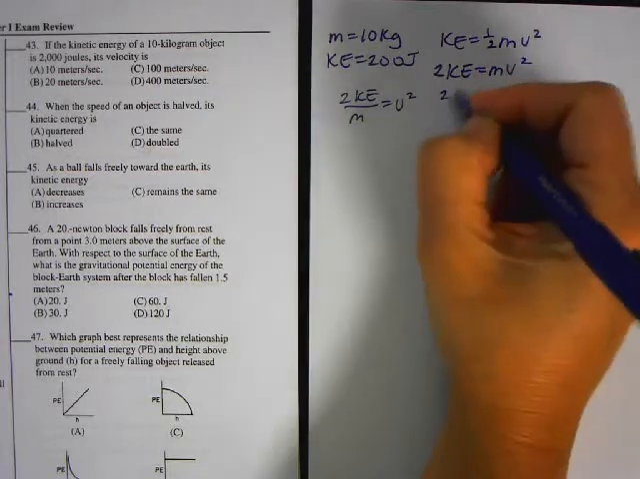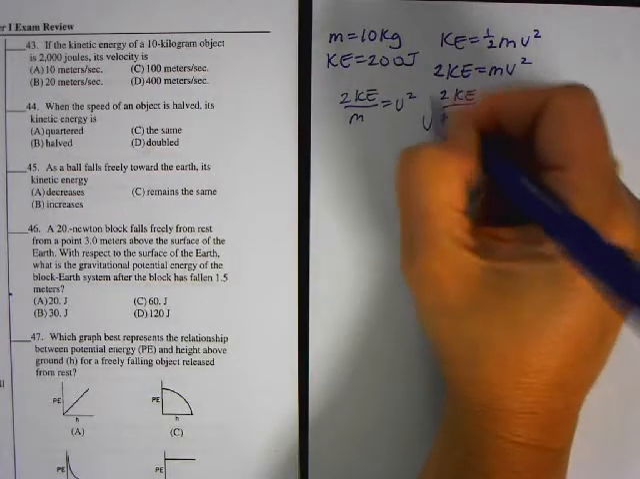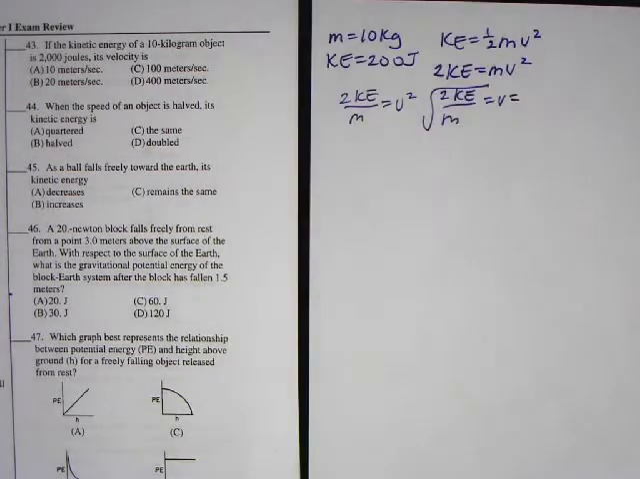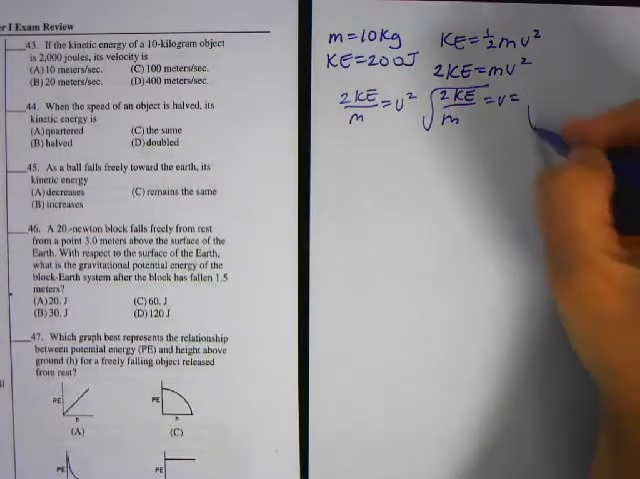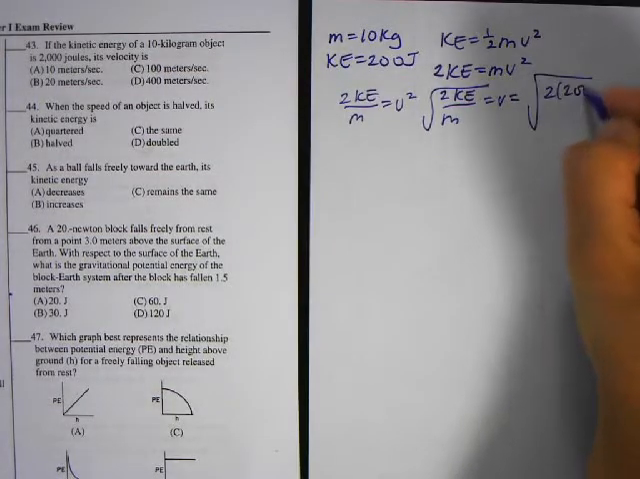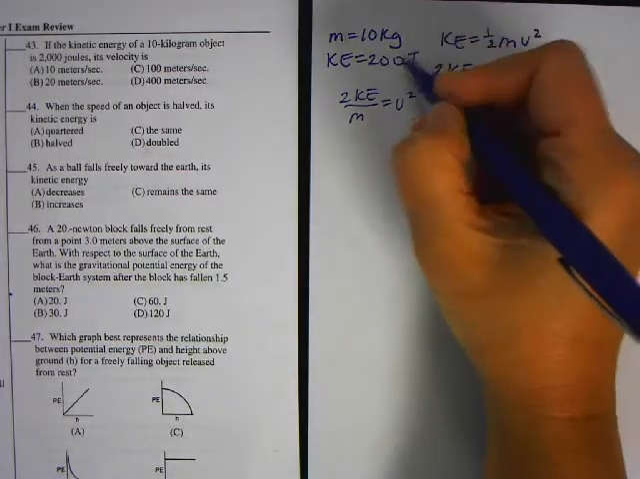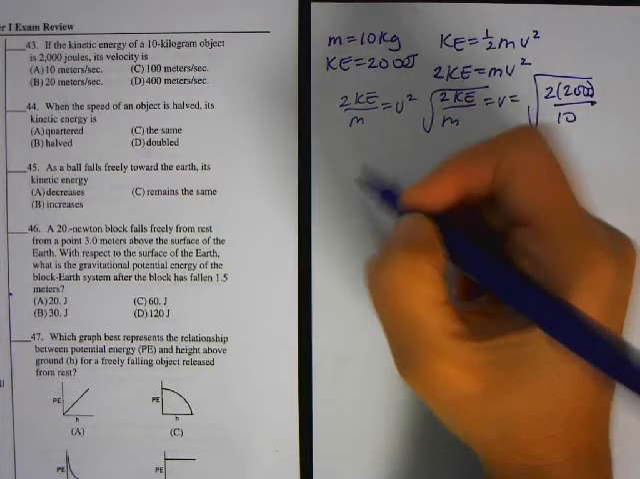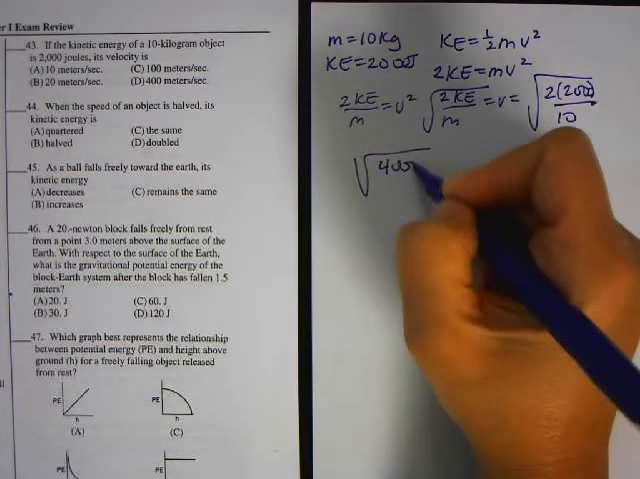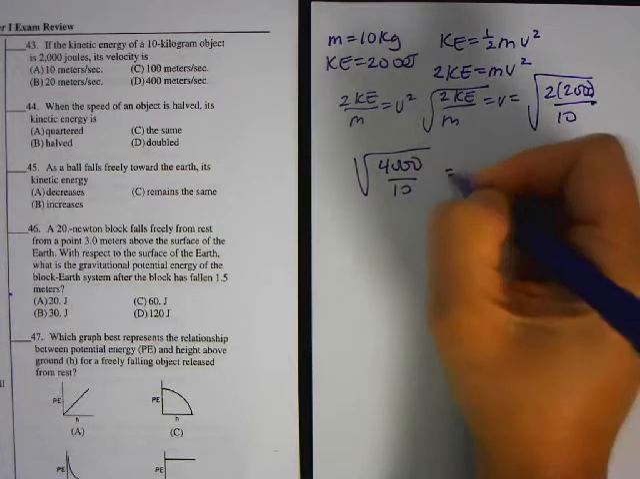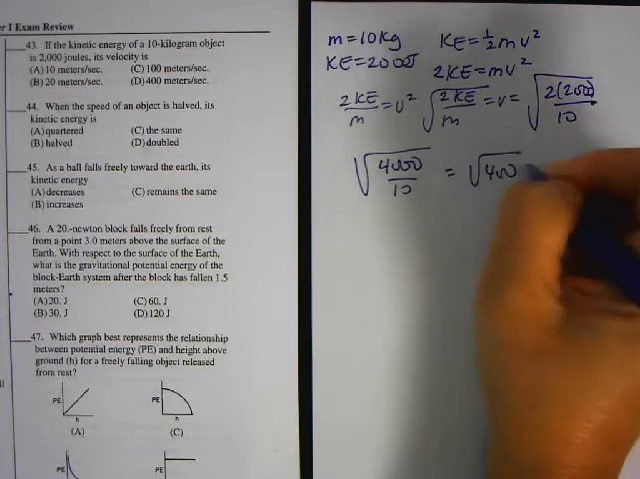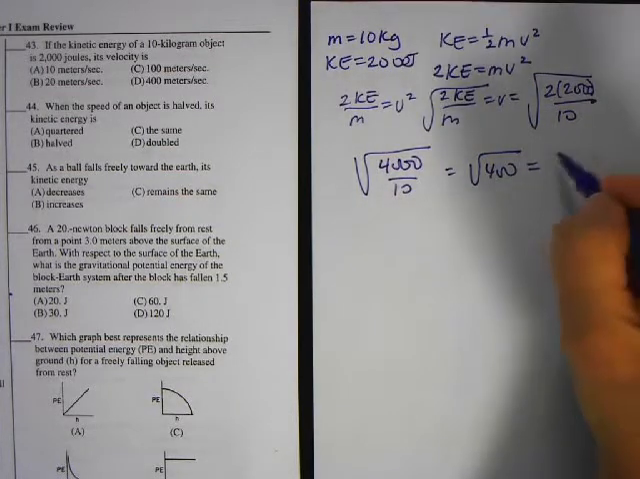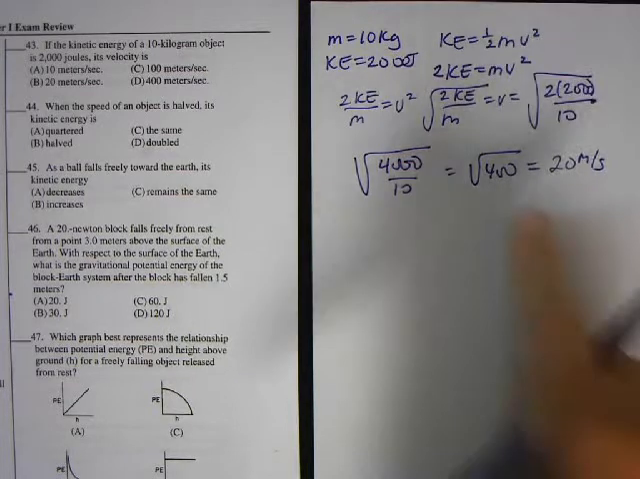And then I'm going to take the square root of both sides. Now, the most common mistake people would make is they're going to forget to take the square root. So it's 2 times 2,000 over the mass, which is 10. So it's going to be the square root of 4,000 over 10, which is the square root of 400, and the square root of 400 is 20.